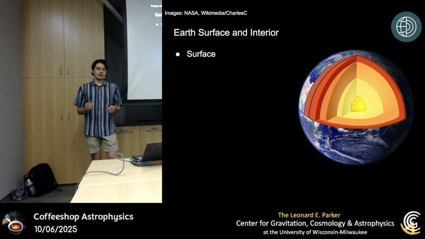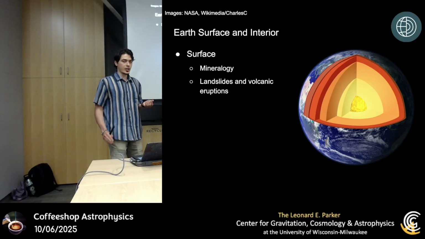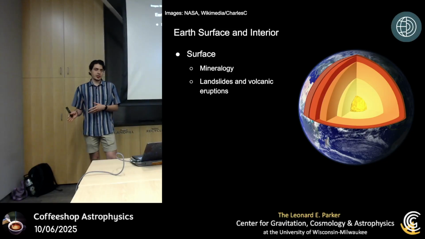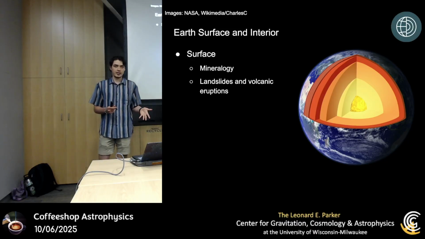And we can actually use these same methods that we use to characterize aerosols to characterize minerals on the Earth's surface, by looking at them across a range of wavelengths and seeing which specific wavelengths they emit and scatter. And this helps us both in managing natural resources as well as tracking and monitoring things like landslides and volcanic eruptions.